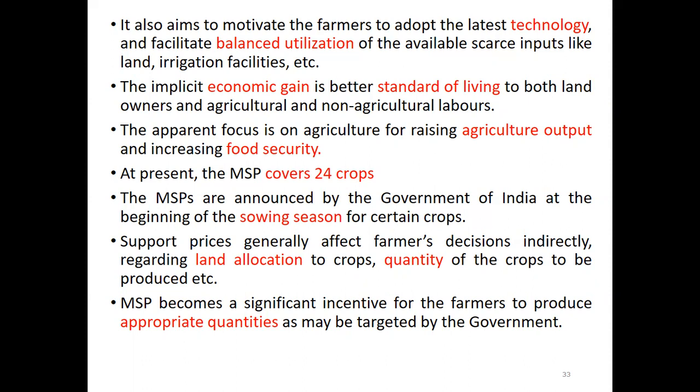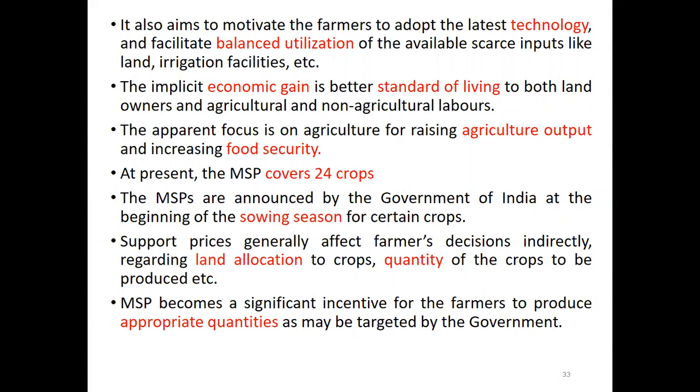Then the implicit economic gain is a better standard of living for both landowners and agricultural and non-agricultural laborers. By setting up these minimum support prices, farmers can get some revenue, and along with them the laborers who depend on these farmers can also get some revenue. Due to this, the standard of living of these people may improve, so that they will not move towards urban areas. The people there should stay engaged there itself. That's why minimum support prices are important.